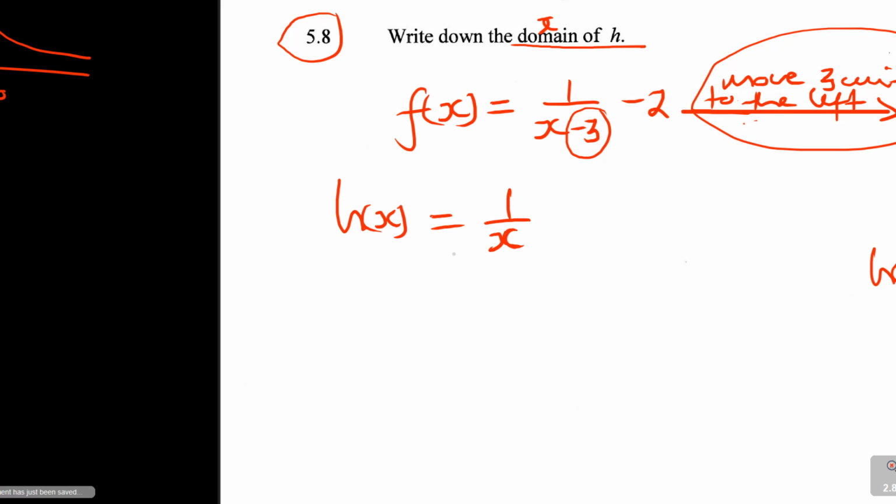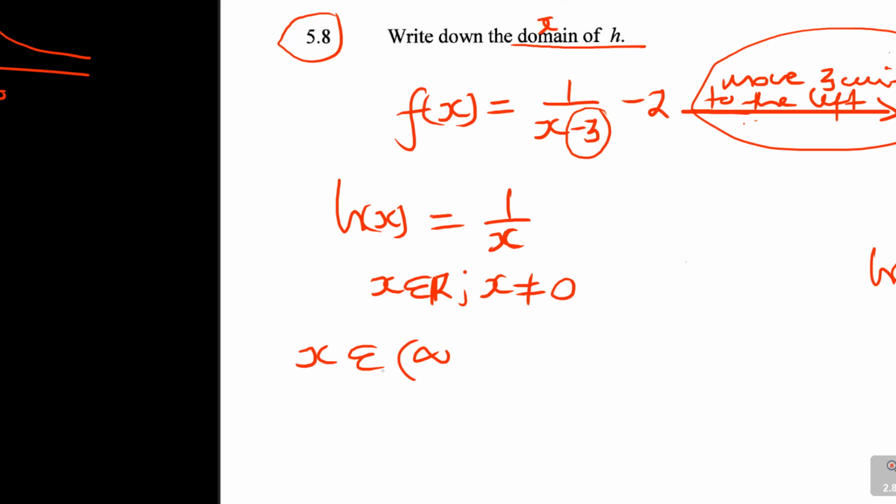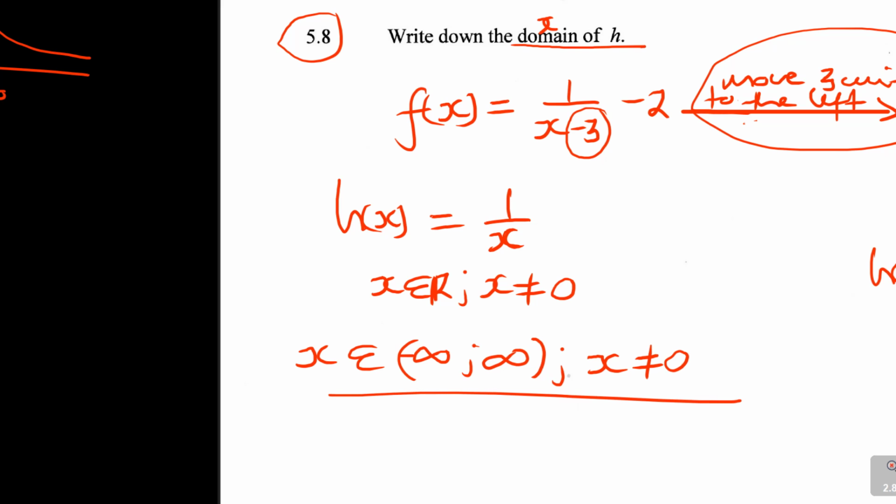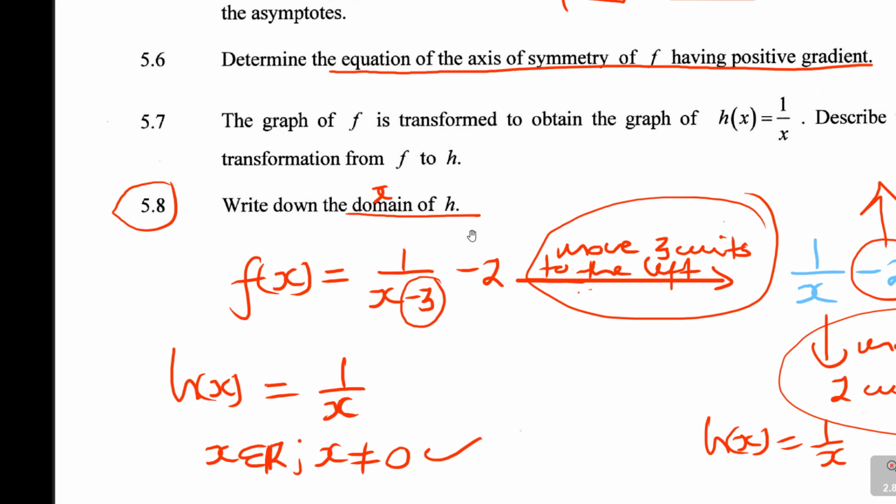So here you can say the domain x is an element of real numbers, but x cannot be equal to 0. Or some write it like this: x is an element of negative infinity to positive infinity. You understand? But there is a condition: x cannot be equal to 0. That can be either this or that, they will still be fine. Those 2 conditions will give you the domain.